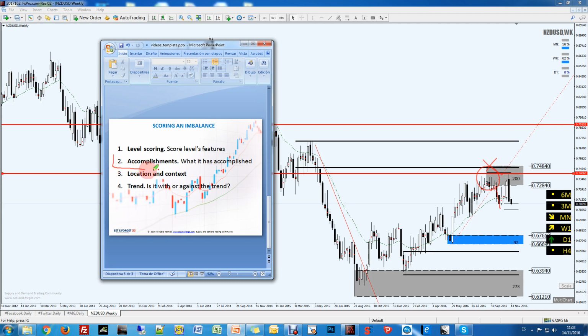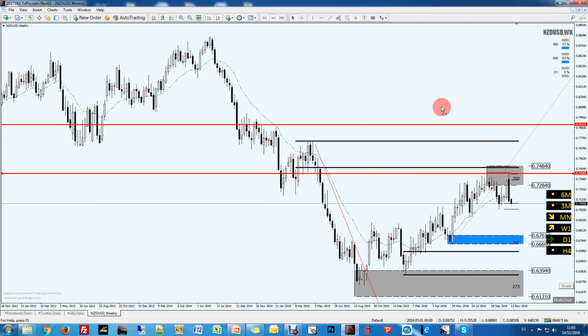Accomplishment, what has it accomplished? It has broken the trend line, and if it continues to go lower, it will probably remove something else. So accomplishment, trend line break. Location and context. Is it well located? Yes, it is well located. This area of supply is nested within this area of supply on the monthly. So weekly inside the monthly inside the 3 months chart.